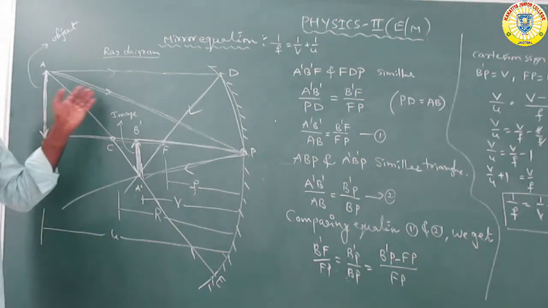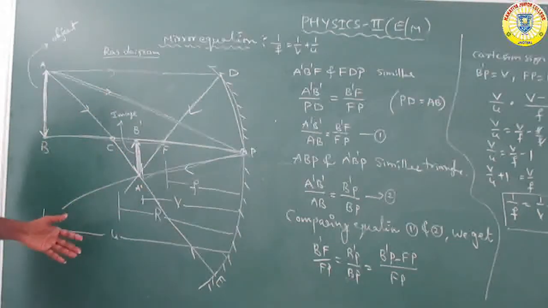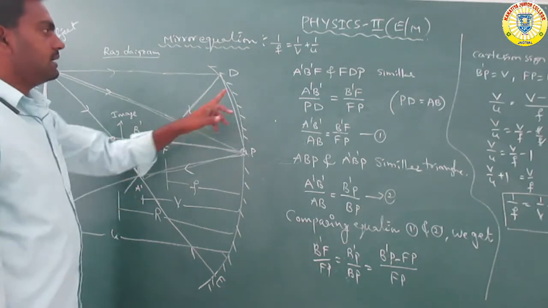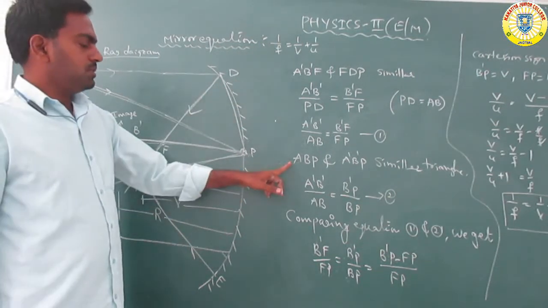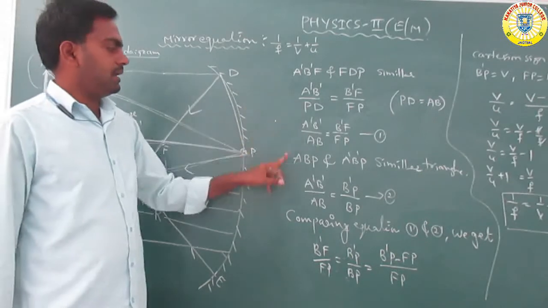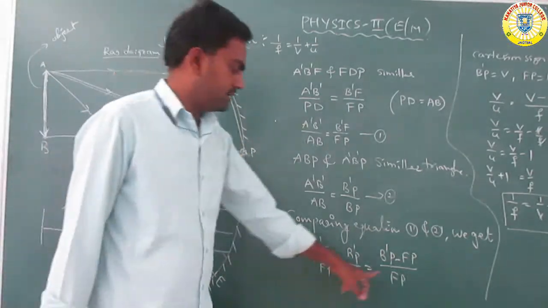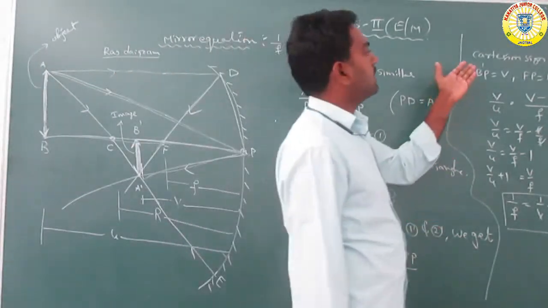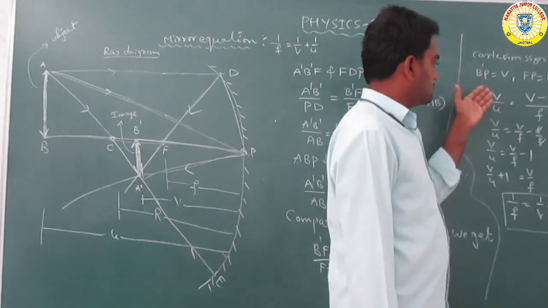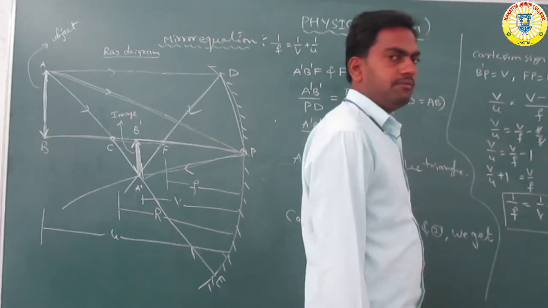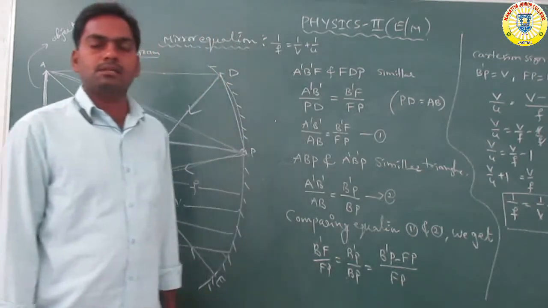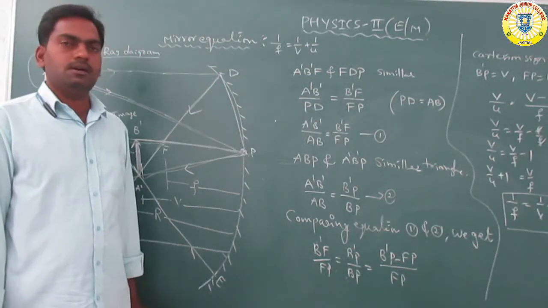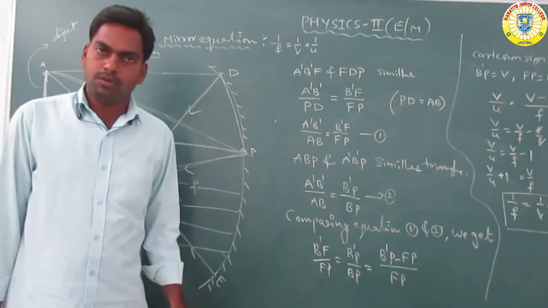Now here this is called the ray diagram of the mirror. These are two similar triangles. Here also two similar triangles, and by comparing these two triangles we get this equation. And by using the Cartesian sign convention method, we can write 1 by F is equal to 1 by V plus 1 by U. So this is called the mirror equation.